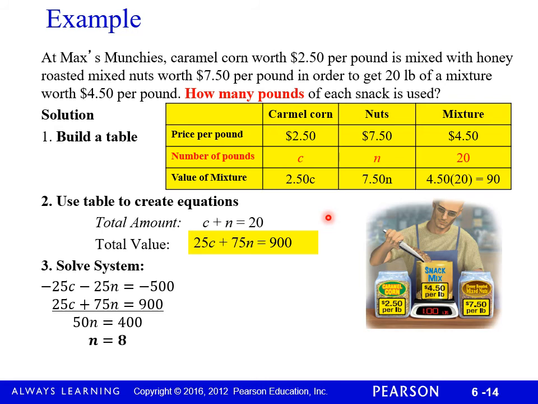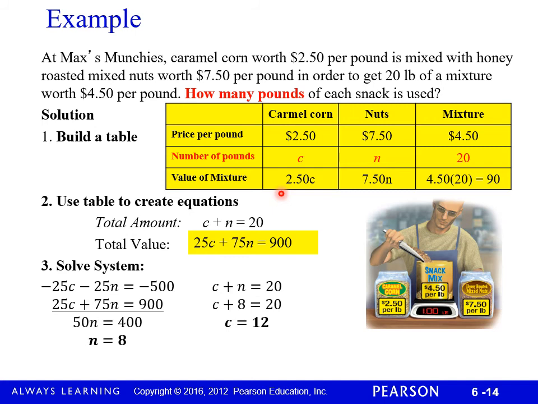Okay, I'm not going to go through those steps. All I've done here is multiply the first equation by negative 25, and then I'm adding them together and solving for N because the C disappears. Okay. Once I have the amount of N, the easiest thing to do is to plug it back into this first equation. C plus N equals 20. And substituting in N equals 8, I get C equals 12.